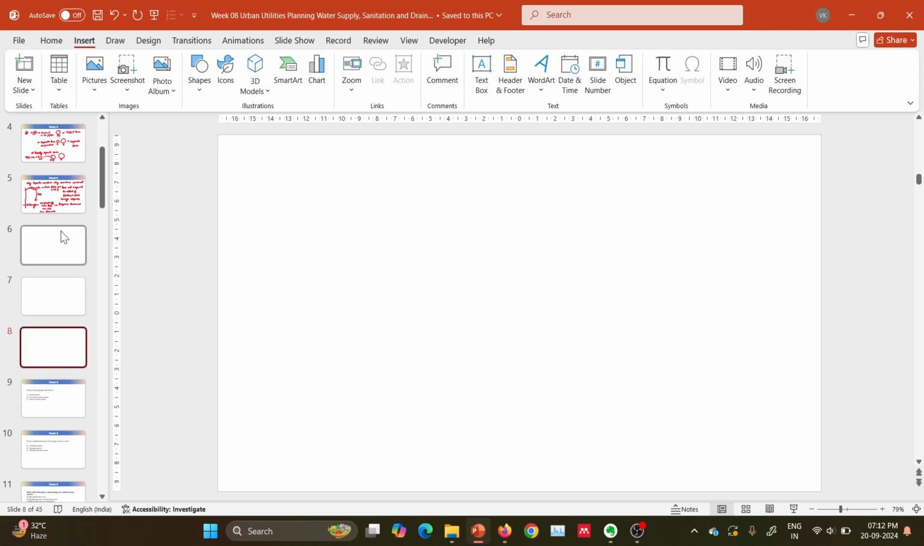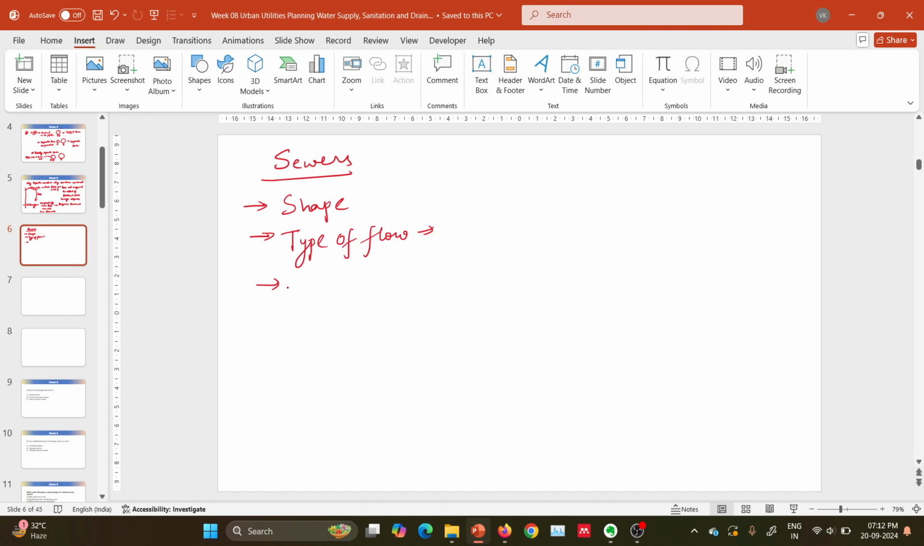While designing the sewers, we need to check what is the shape of the sewer, the type of flow, the slope if it is gravity flow, and the size of the sewer, that is diameter or dimensions.